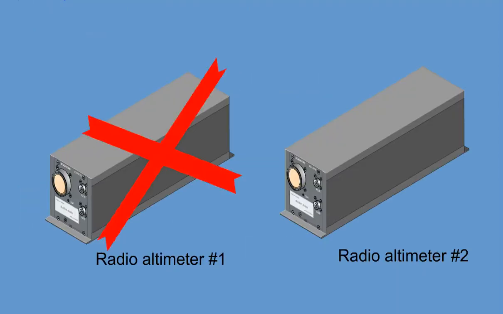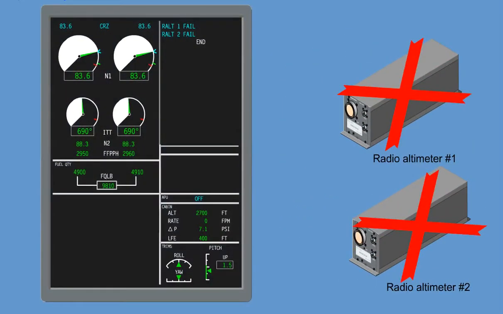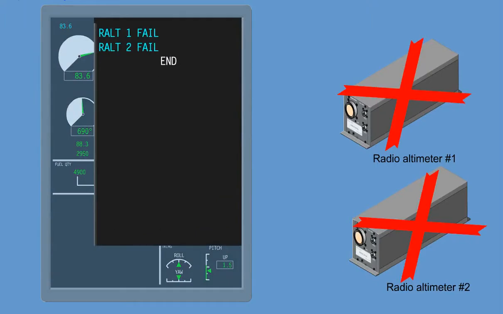When one or both of the radio altimeters has failed, the associated CAS message, radio altimeter 1 fail, or radio altimeter 2 fail, is displayed on the ICAS display.